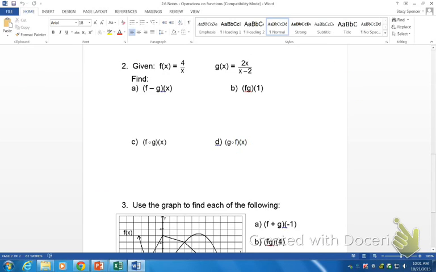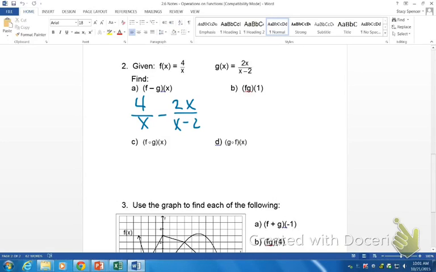Okay, so now we're going to subtract them. So our new f of x is 4 over x. So 4 over x minus our new g of x, which is 2x over x minus 2. All right. These are both rational expressions. Think about what we did at the end of Algebra 2 last year.